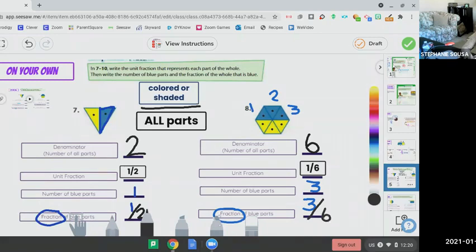A lot of students put 3/3. They put 3/3. This does not ask you how many parts are blue on top and how many parts are not blue on bottom. It says how many parts of all of the shape are blue. So that denominator, that bottom number, has to be all of the parts, 6.